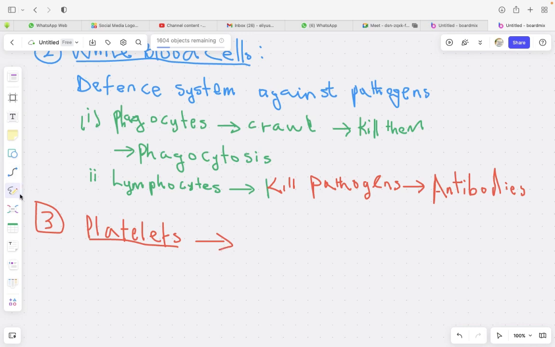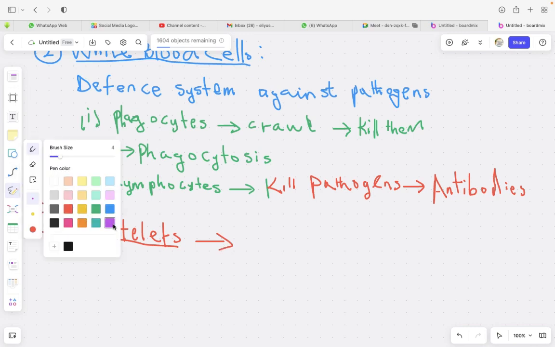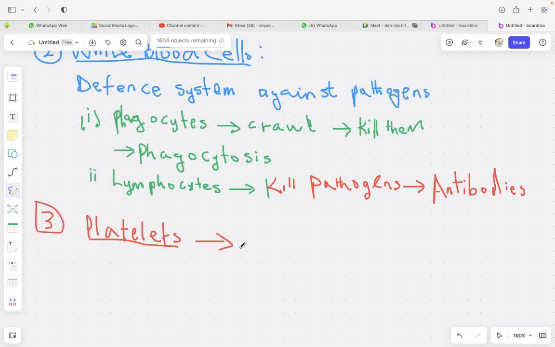Okay, now let's quickly take a look at what is platelet and what they do. The platelets are tiny cell fragments that can flow in the blood plasma. Remember, the plasma is the liquid part of the blood. They do not have a nucleus because they're very tiny, super tiny.